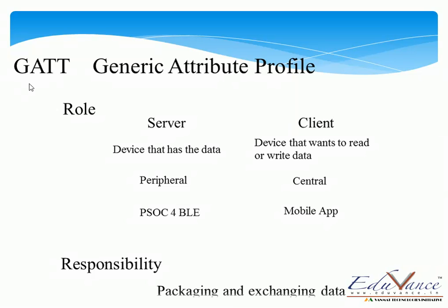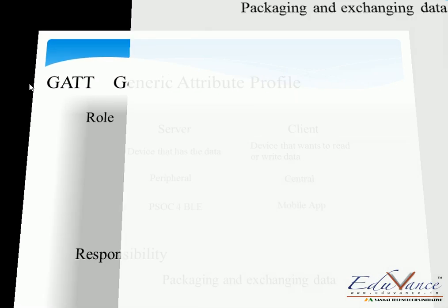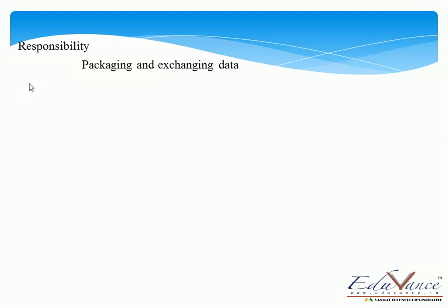Let's move ahead. Responsibility. The responsibility of the GATT layer is packaging and exchanging data. Like I said, if the server-client relationship is taken care of, which means what data and how it is being sent is taken care of by the GATT layer. Let's understand the responsibility in a little more detail. Every GATT layer has a service and every service will have a characteristic. Just remember the hierarchy. I'll tell you what it means. The GATT layer has a service and the service has a characteristic. Okay?